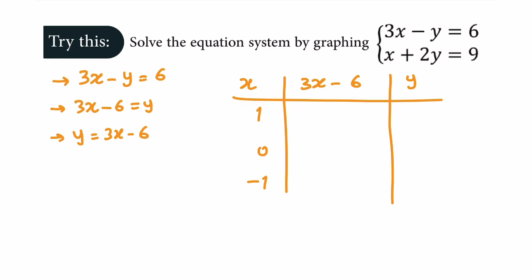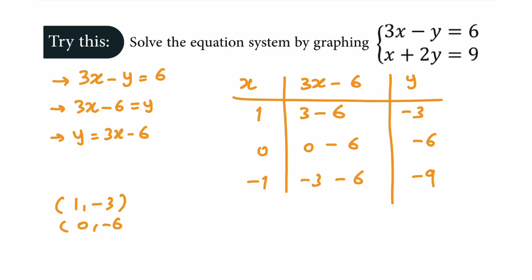Now if I put 1 there, I get 3 minus 6, I get negative 3. 0 minus 6, you get negative 6. If I give negative 1, you get negative 3 minus 6, you get negative 9. So in this case, we have 3 points: 1 and negative 3, like that; 0 and negative 6; and the other one, negative 1 and negative 9. That's for the first equation.